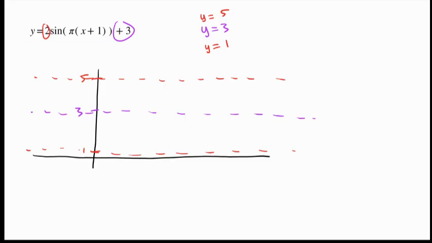So the next thing here, I'm going to use the b value here to tell me what the period is, because if I do 2 pi divided by the b value, that tells me the period, or when I start to repeat this function.